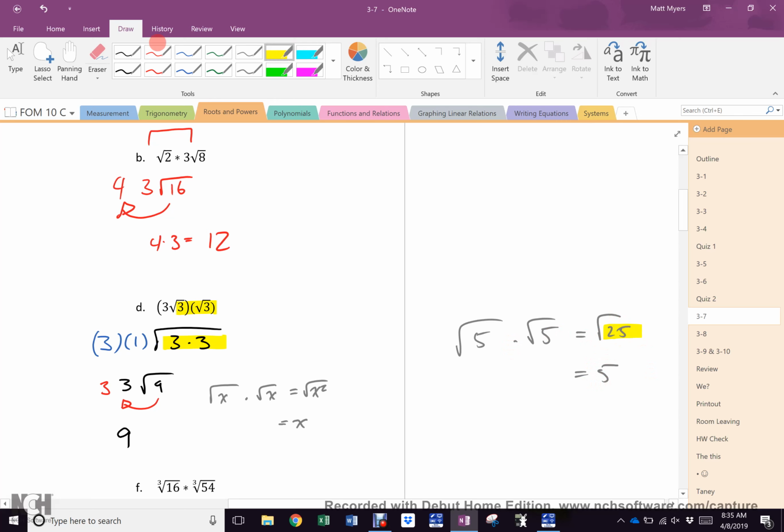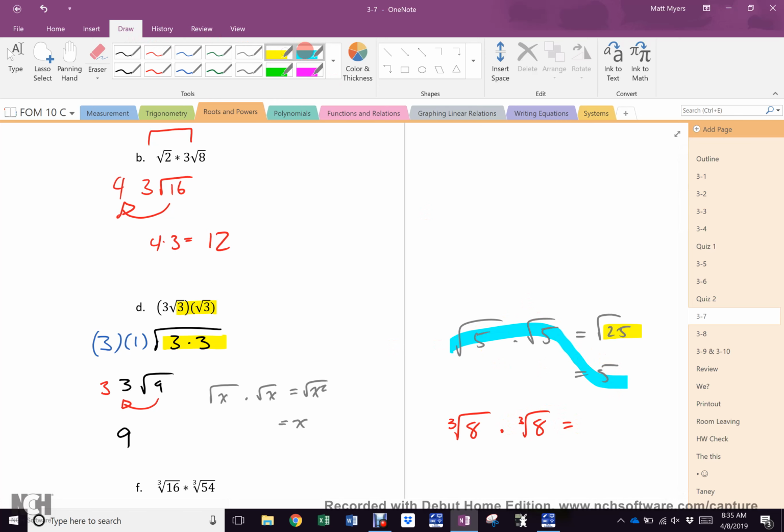Don't write this down again. Just use your brain and think about it. Cube root of 8 times the cube root of 8. What should the answer be? If you've just followed this shortcut, some of you will say it's going to be 8, right? Because root times root, you get the radicand.